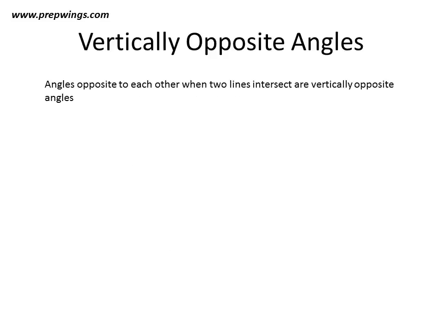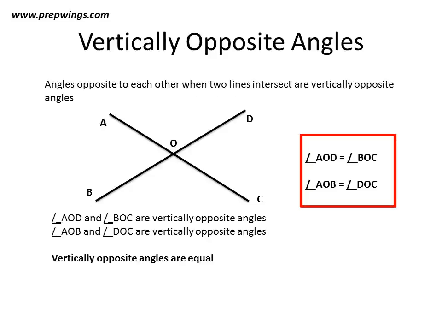Now vertically opposite angles. So when two lines intersect, they create vertically opposite angles. So suppose there are two line segments AC and BD. They intersect at point O. Okay. So they create vertically opposite angles which are equal. So angle AOD is equal to angle BOC. Similarly, angle AOB is equal to angle DOC. Okay, because these are vertically opposite angles.